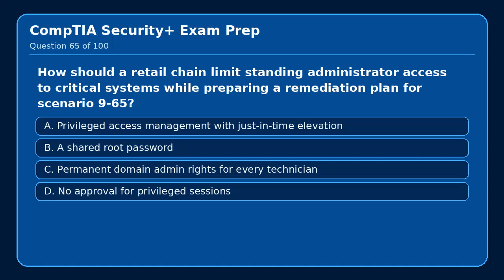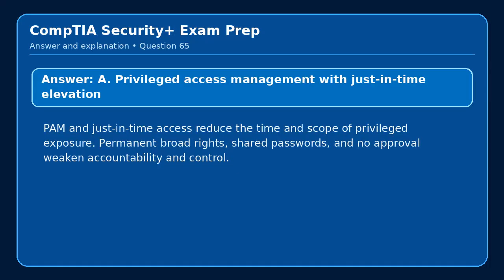The answer is B. Number matching or phishing resistant MFA. Number matching and phishing resistant methods reduce accidental approvals and push fatigue risk. Disabling MFA, approving every prompt, and shorter passwords weaken authentication.